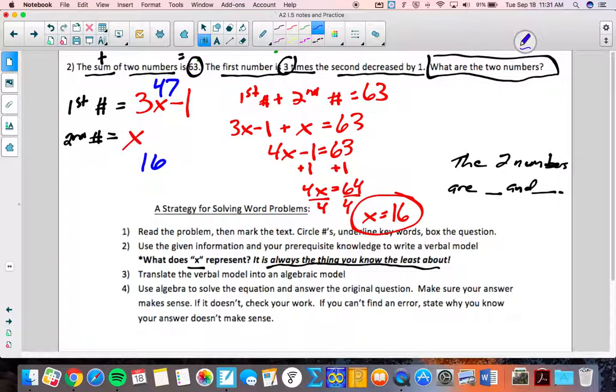Do they add up to 63? Yes. Is the first number 3 times the second one decreased by 1? Yeah. So the numbers are 47 and 16.